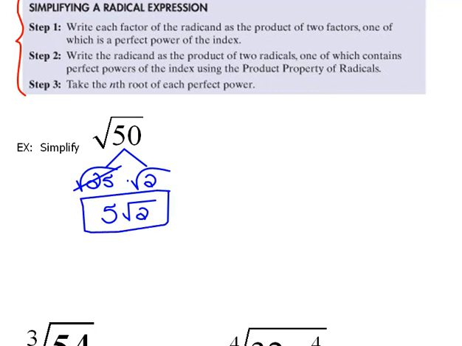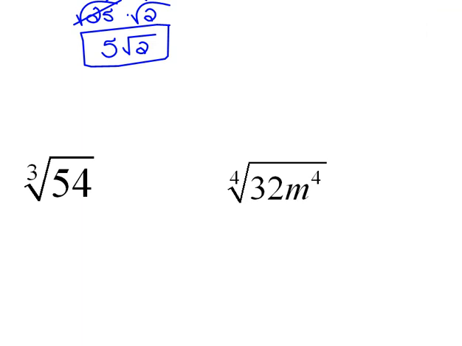Not too bad. The biggest thing here is that you really have to be comfortable with your roots. Okay, so here we're doing one with a cube root. So we need to think about our perfect cube powers, and hopefully you've made a list of all of your perfect powers, perfect squares, perfect cubes, so that we can work with that. 54 is not a perfect cube, but we might be able to think of two things that multiply together to get 54, and one of those needs to be a perfect cube.